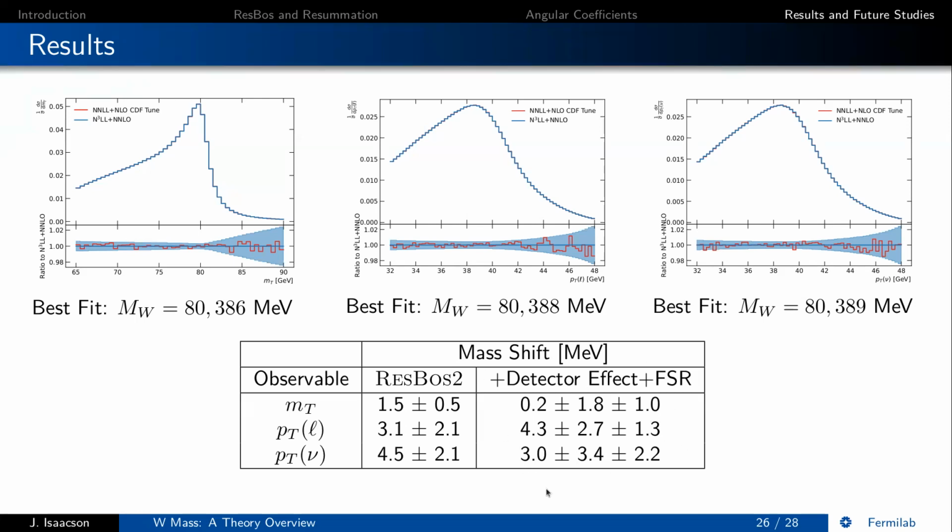And so if you look at this result, we don't do the combination because it's unclear exactly how you would combine them correctly, but you can see that our result is going to be dominated by MT, but still contributed to by the PT of the lepton and the PT of the neutrino. And so we like to quote that the shift is a few MeV, but it's consistent with no shift. And it's also consistent with about a 6, 7, 8 MeV shift towards the standard model at 2 sigma. And so this really does not explain the deviation that CDF sees from the standard model. So it's not the theory calculation that was used by CDF. This cannot bring their prediction back in line with the standard model.